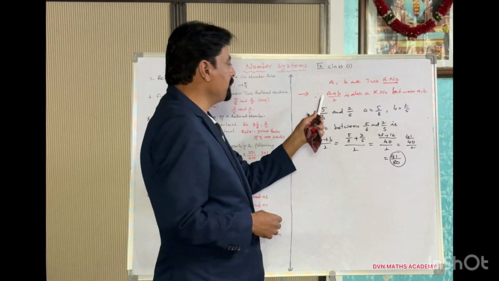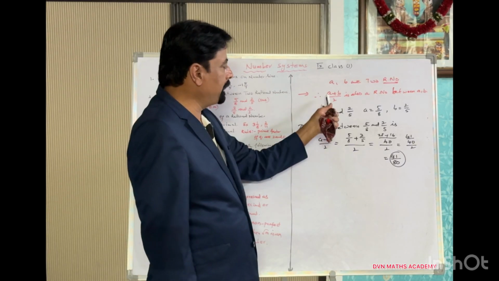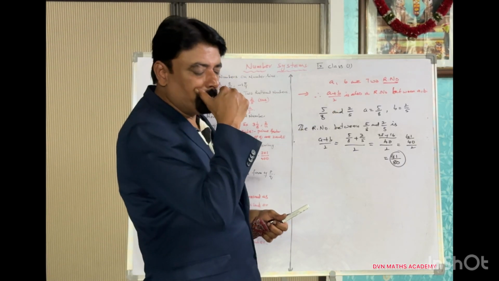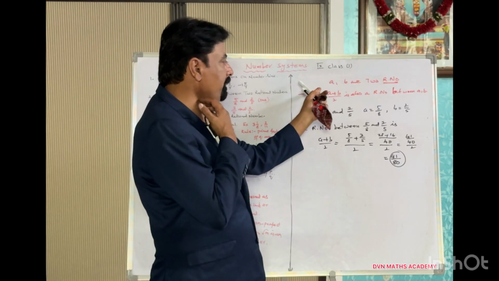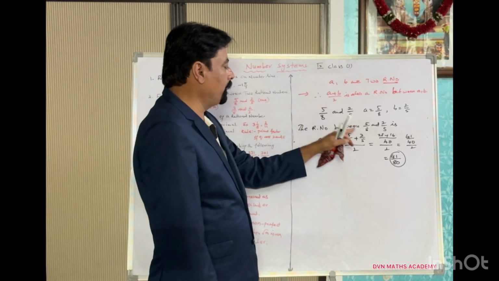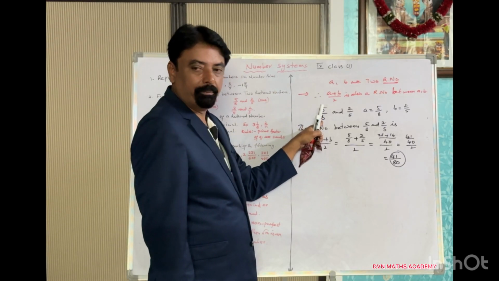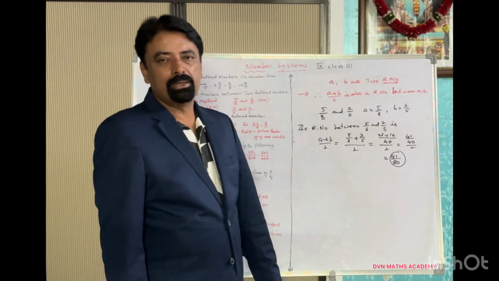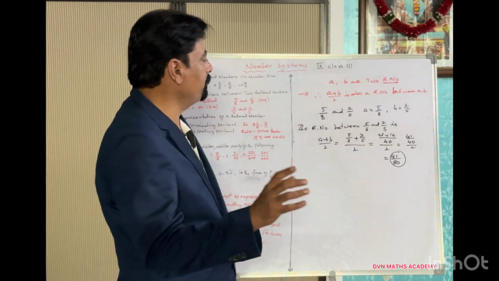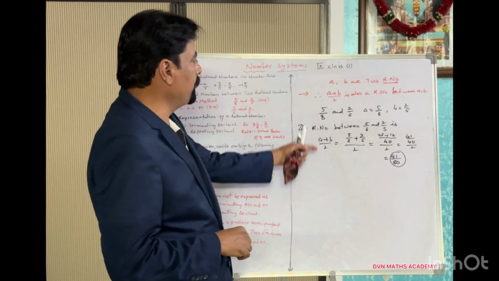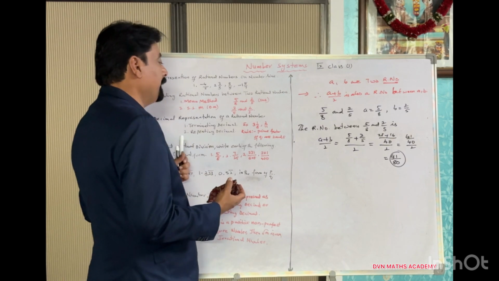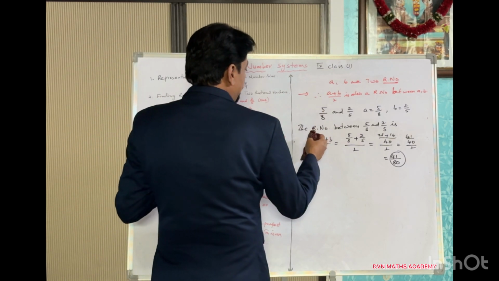So like this, by using the (a + b)/2 formula, this method is called the mean method. By using the mean method, we can find the rational number between two given rational numbers. Therefore, 41/80 is the rational number between 5/8 and 2/5. So like this, we can find rational numbers between two given rational numbers by using the mean method. But this is very lengthy in some questions.